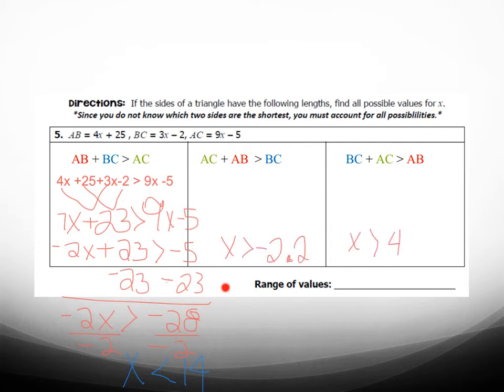All right, so the middle one, x is greater than negative 2.2 and x is greater than 4. So we still need a range of the values because we have like 3 sets of numbers here. However, when I plug in negative 2.2, it's going to make one of the sides negative, so we're not going to be able to use that in the range. So our range is going to go from 4 to 14. And how do we write it as an inequality? The third side can be bigger than 4 but less than 14.